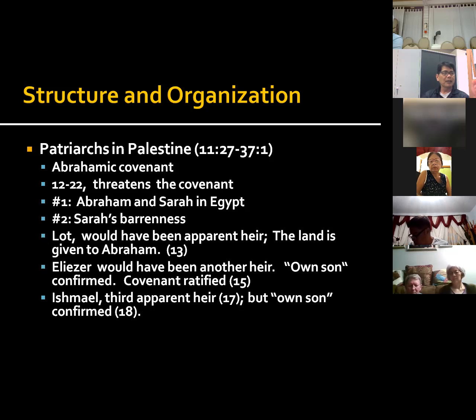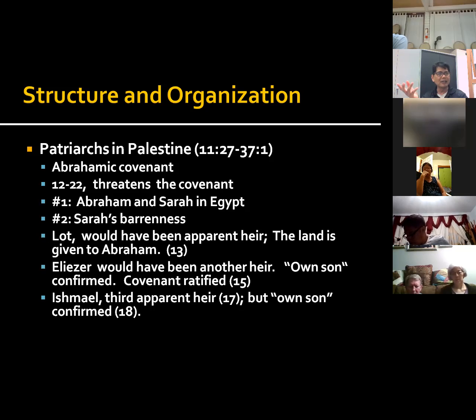Okay, and by the time chapter 12 finishes, we see the covenant being threatened. In what way? Well, Abraham and Sarah being in Egypt is one. Sarah's barrenness is another. You remember that? Sarah didn't even want to believe that she was going to get pregnant. Lot was possibly, what the writer is trying to do here is introduce a character who possibly would inherit, or would be the heir to the covenant. And so he introduces Lot, and later on we find that it's not Lot. Eliezer, a faithful servant, we find out later on it's not Eliezer.